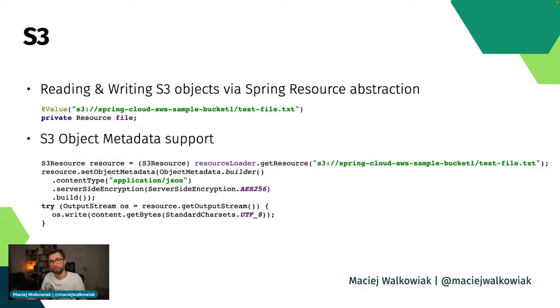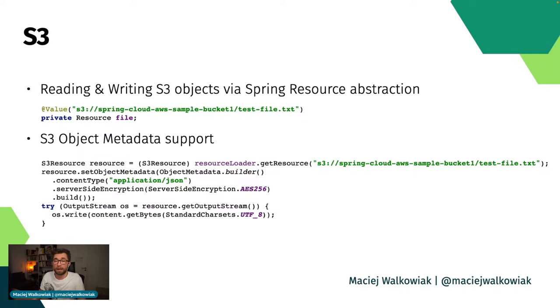In version 3.0, we've added a very highly demanded support for S3 object metadata. So now whenever you upload a file to S3, you can set the object metadata through, I think, a very convenient API where you just have auto-completion. You don't have to guess the strings and so on.